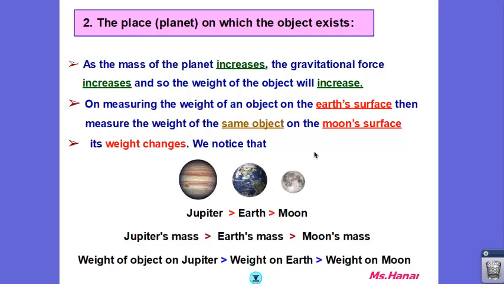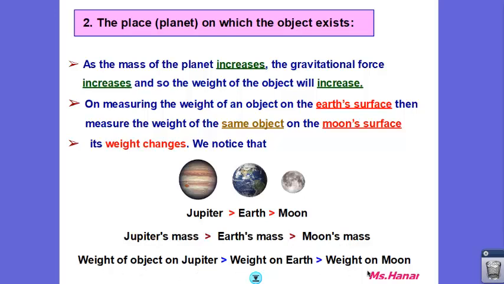And you know the weight of an object depends on the gravity of the place. So the weight of an object on Jupiter is bigger than its weight on Earth and bigger than its weight on Moon. So when the mass of the planet increases, the gravitational force increases. So the weight of the object will increase.